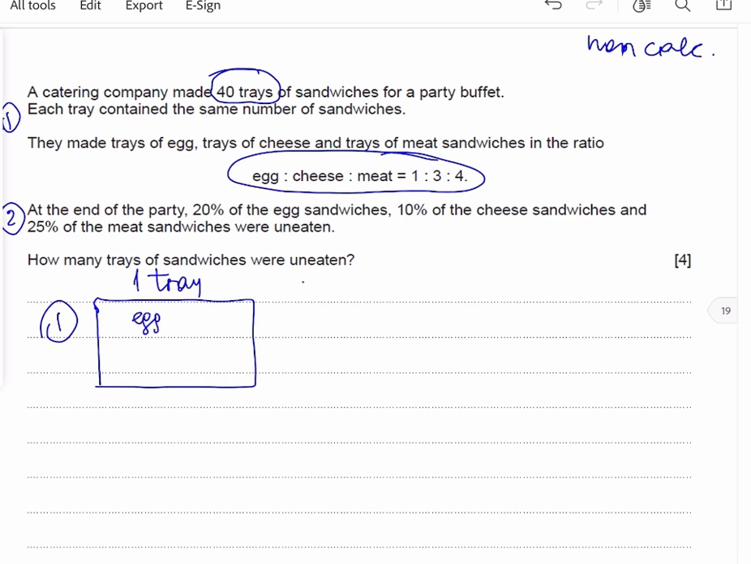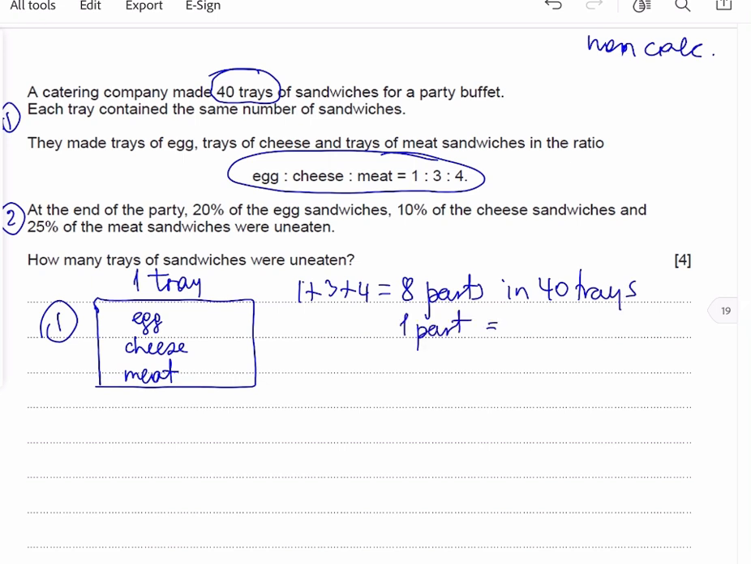Let's just have a look actually how many sandwiches we have on one tray. So they are in a ratio 1 to 3 to 4. So we have 3 types of sandwiches on each tray. They are given in a ratio of 1 to 3 to 4. And we're going to add the parts together. So 8 parts on one tray. And 8 parts actually on 40 trays. We've got 40 trays of them. So we're going to work out one part from here. 40 divided by 8, 5. So one part is 5.